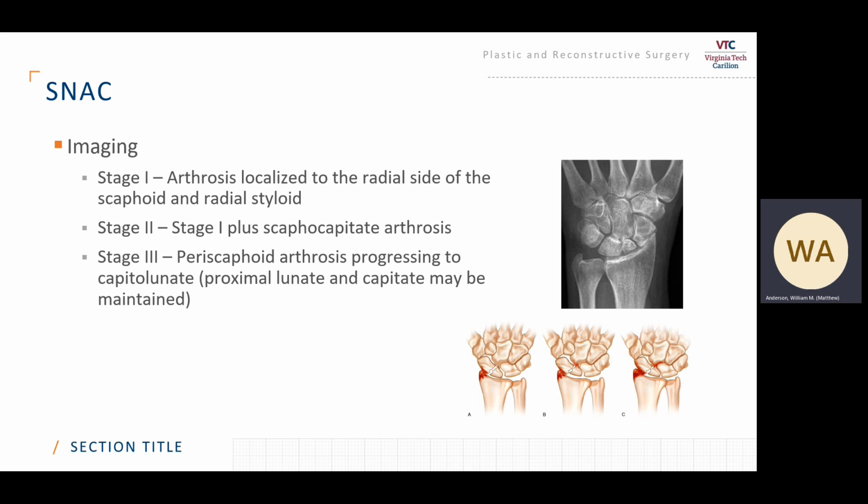So imaging for SNAC, as I said earlier, very similar to SLAC wrist. Stage 1 arthrosis is localized to the radial side of the scaphoid and the radial styloid. Stage 2 has the progression to scaphocapitate articulation, and stage 3 involves periscaphoid arthrosis, which progresses to the capitolunate joint.